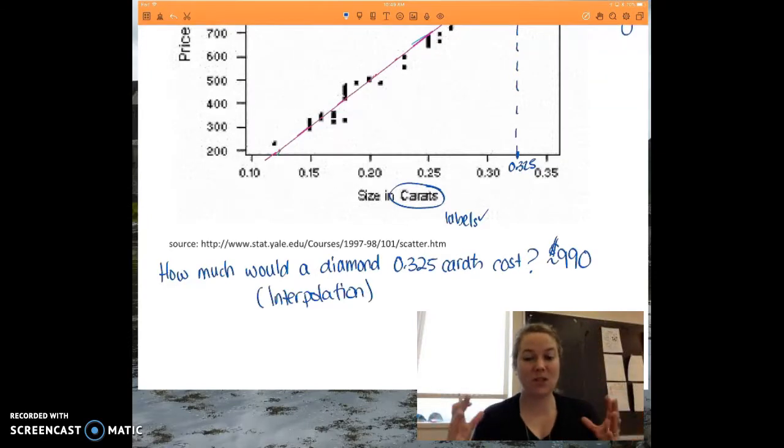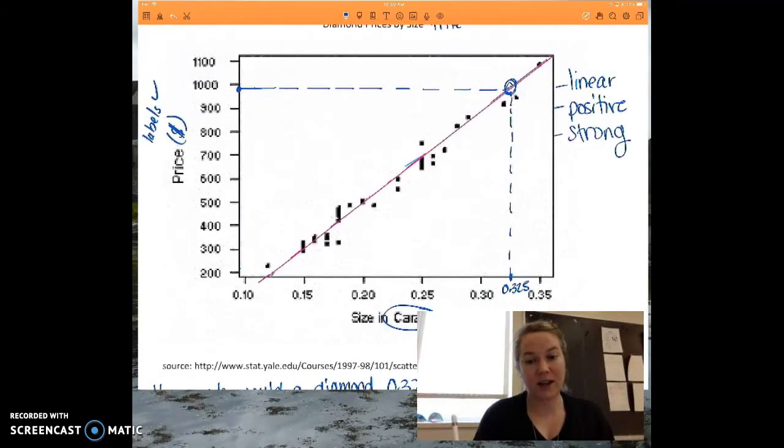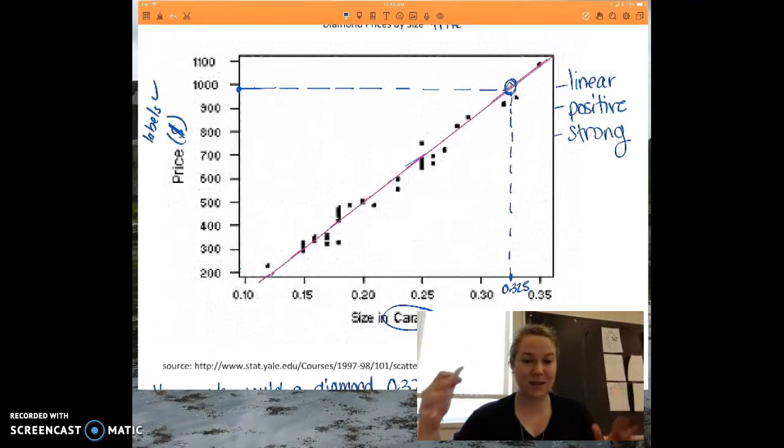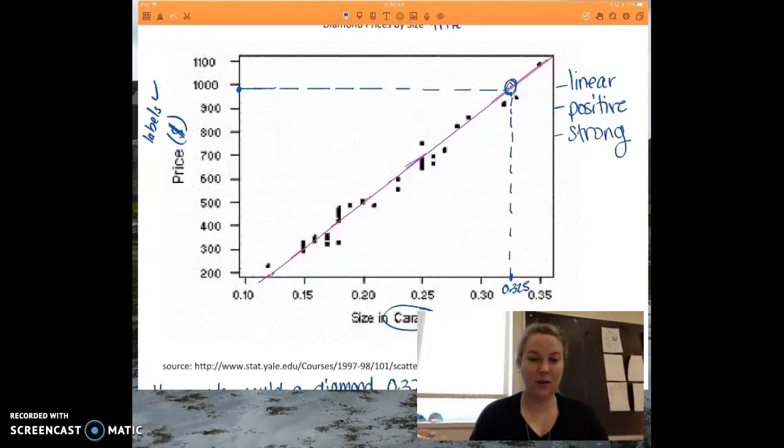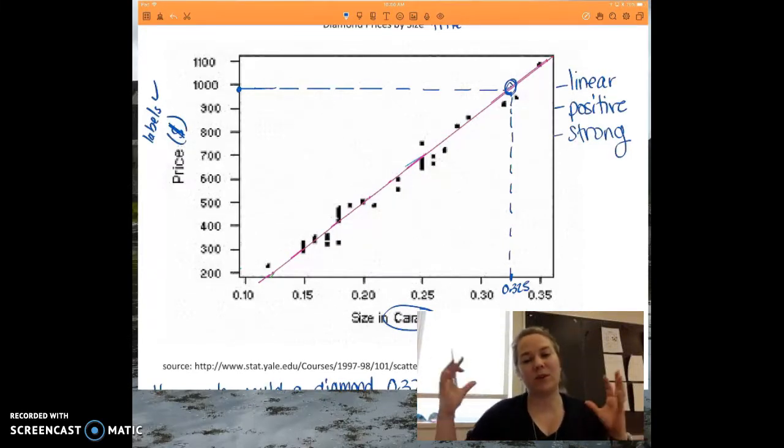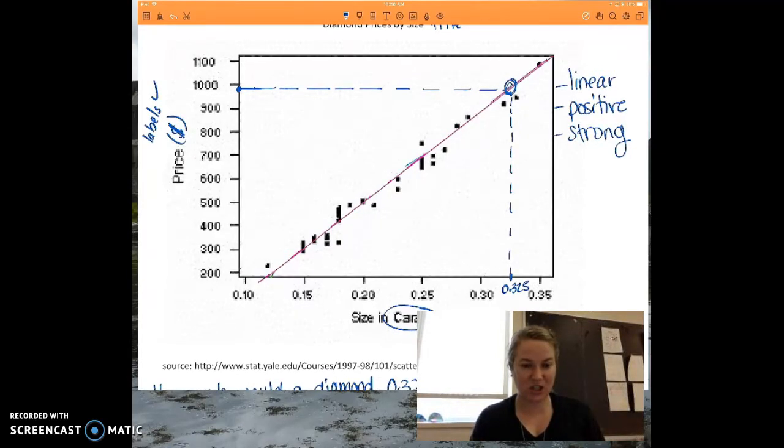Interpolation, inter means between. Interpolation is just using existing data to find a number within the existing data. So you can see that I am looking inside my data. I don't have any data that looks like it's lower than 0.125, and I don't have any data that's higher than 0.35. So what I'm looking for is in between the data. So that's interpolation. Extrapolation is outside the data.